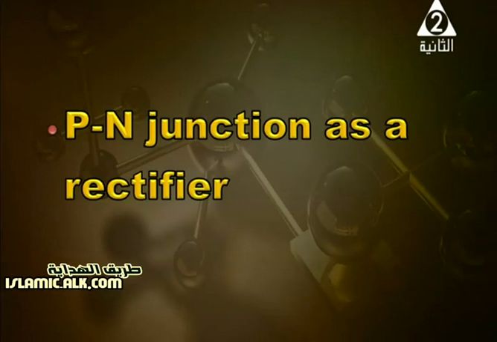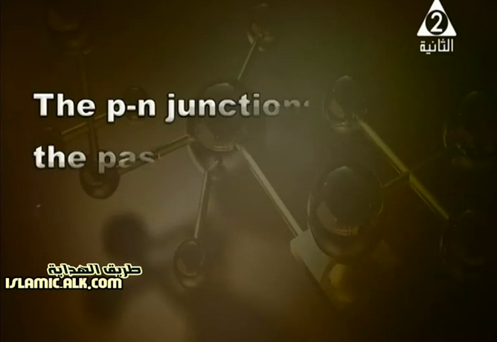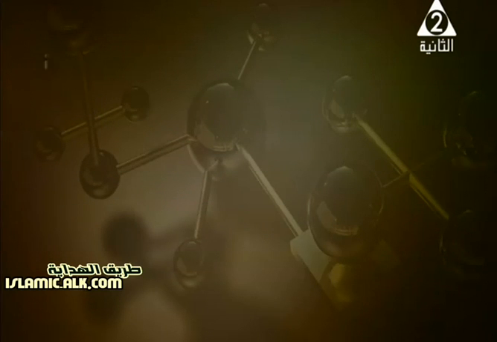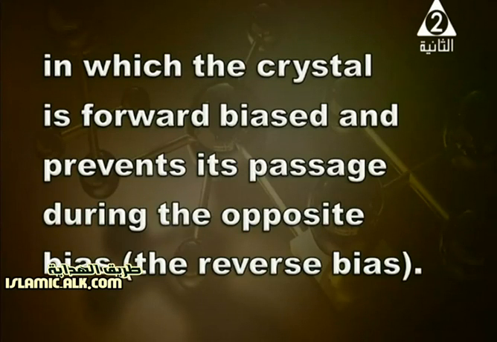What is the idea of the diode or PN junction as a rectifier? This is very important. The PN junction, the diode, permits the passage of the AC current during the halves in which the diode is forward biased and prevents its passage during the opposite bias.